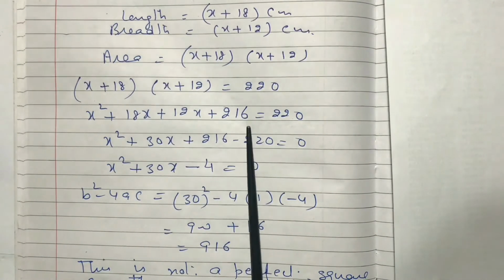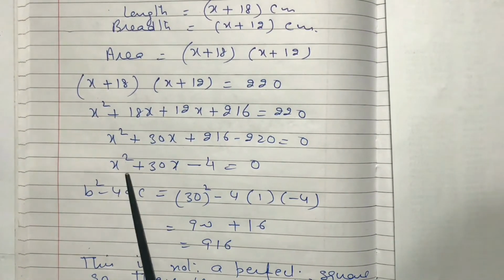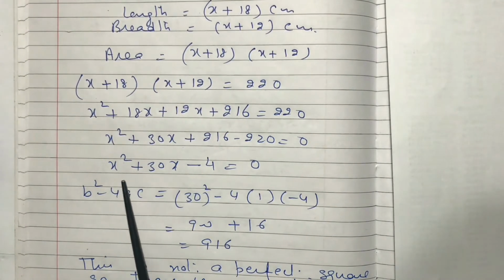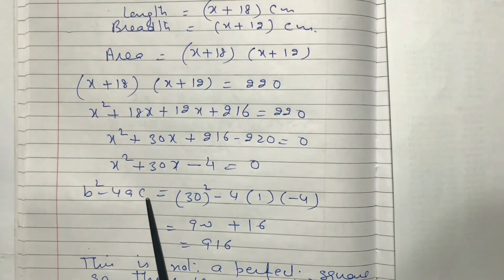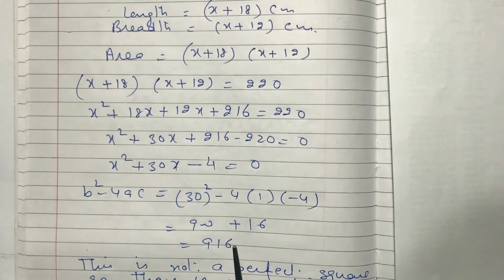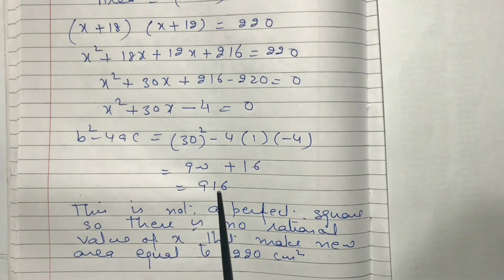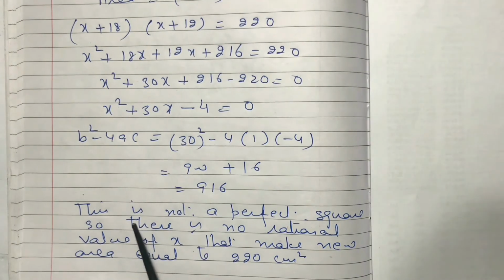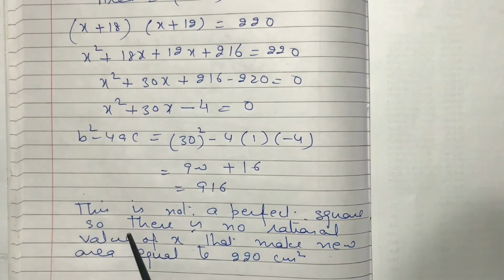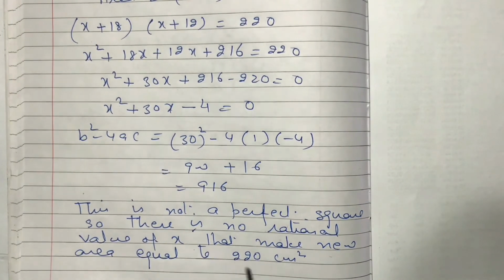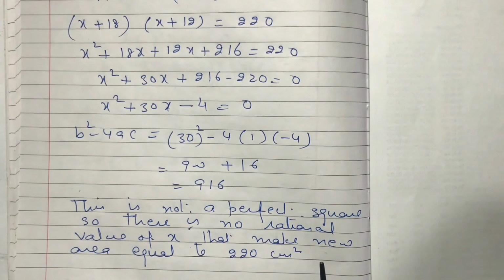Now simplify it. You will get the quadratic equation x square plus 30x minus 4 equal to 0. Now find the value of b square minus 4ac. It will come out to be 916. Now this is not a perfect square of any number. So there is no rational value of x that makes the new area equal to 220 centimeter square.